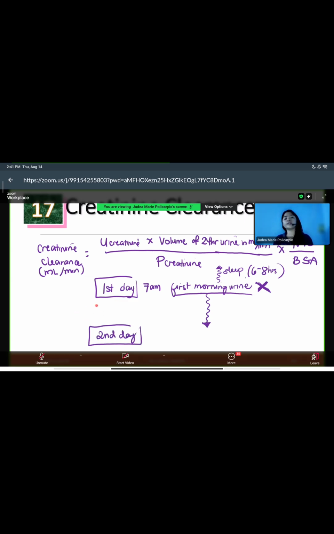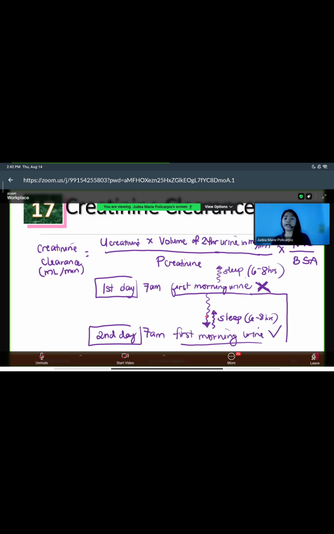24-hour na urine, so until 7 a.m. of the next day. Uy, 7 a.m. of the next day, may first morning urine ka na naman. May first morning urine ka na naman, pero this time of the second day, are we supposed to include that? I-include ba natin ang first morning urine of the second day natin? The answer is yes. Yes, you will have to include that. Bakit? Kasi itong first morning urine of the second day represents the urine nung ikaw ay natutulog. Kasama pa ba yon sa 24 hours natin? Yes, kasama pa yon sa 24 hours natin.